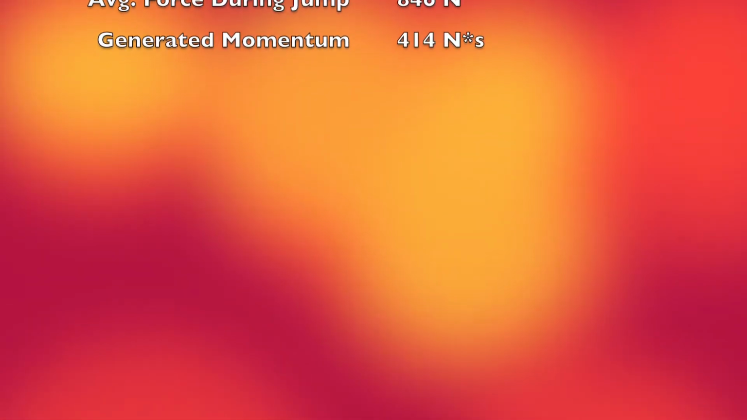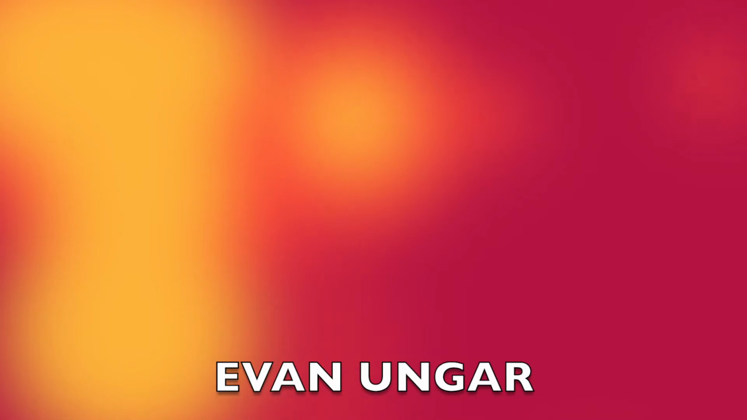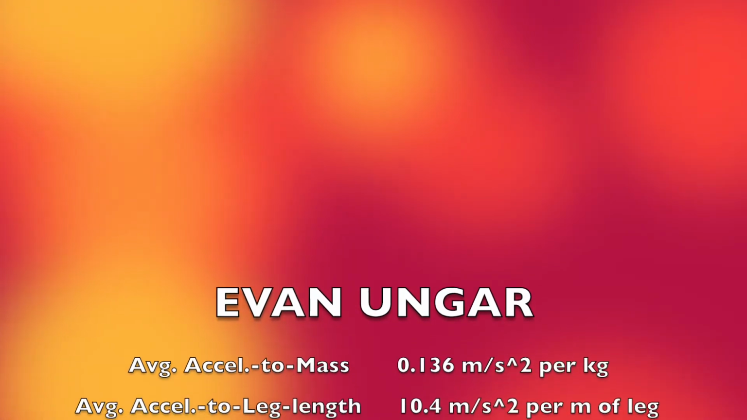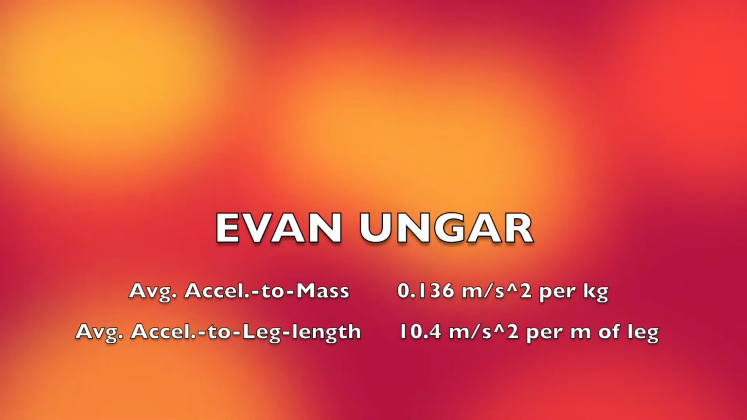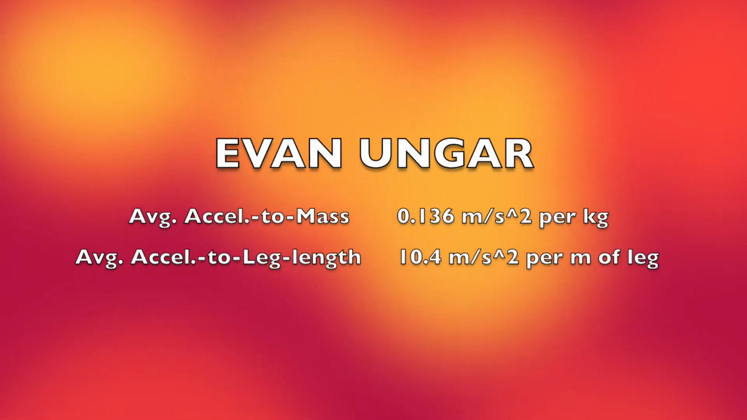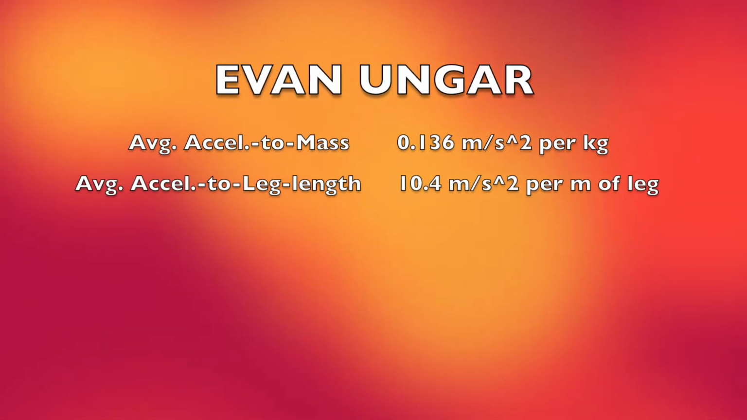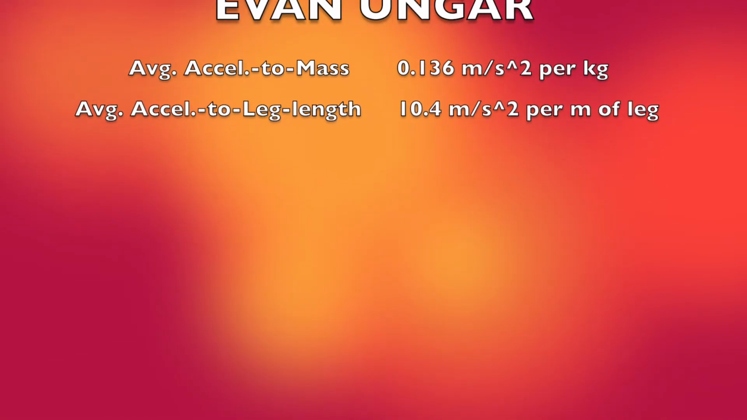As predicted, Evan's force analysis blows Charlie's away. Evan generated a total momentum of 414 newton seconds versus only 134 for Charlie. But let's remember that we're trying to find how effective these jumpers' legs are compared to their total masses and the length of their legs. Let's see the numbers that truly matter to Evan in this competition. Average acceleration to mass ratio, 0.136 meters per second squared per kilogram. Average acceleration to leg length ratio, 10.4 meters per second squared per meter of leg length.